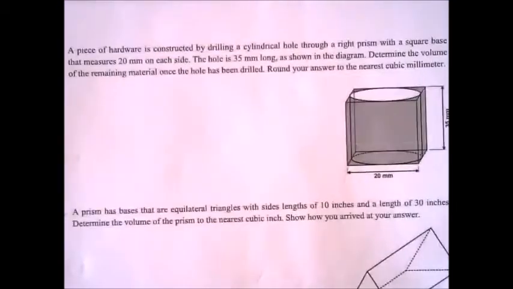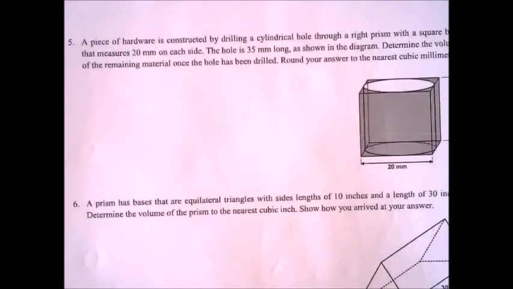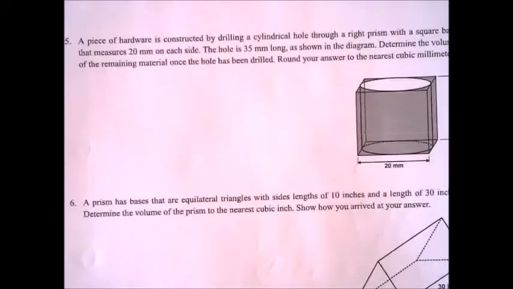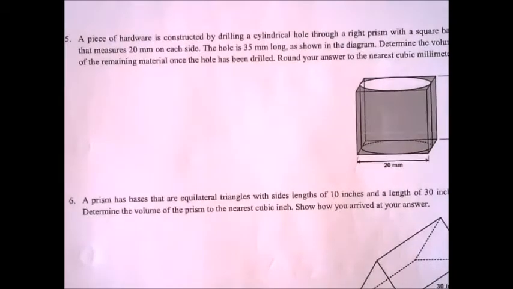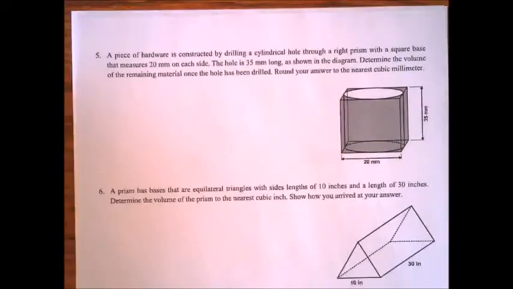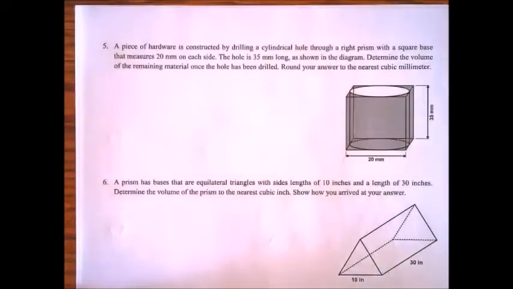Okay, moving on to number 5. Number 5, we have a piece of hardware is constructed by drilling a cylindrical hole through a right prism with a square base. Notice that it says square base. Let me zoom out just a little. That measures 20 millimeters on each side. The hole is 35 millimeters long, as shown in the diagram. Determine the volume of the remaining material once the hole has been drilled. Round your answer to the nearest cubic millimeter.